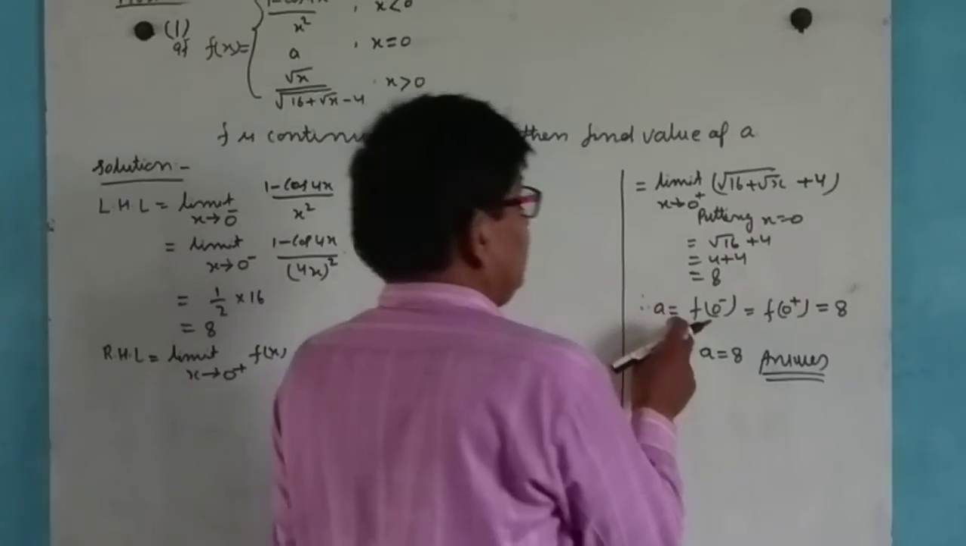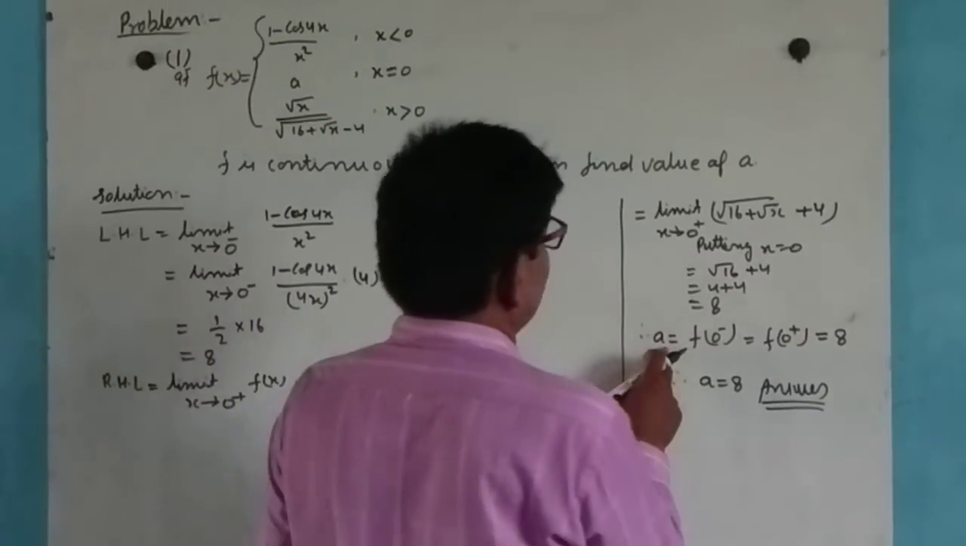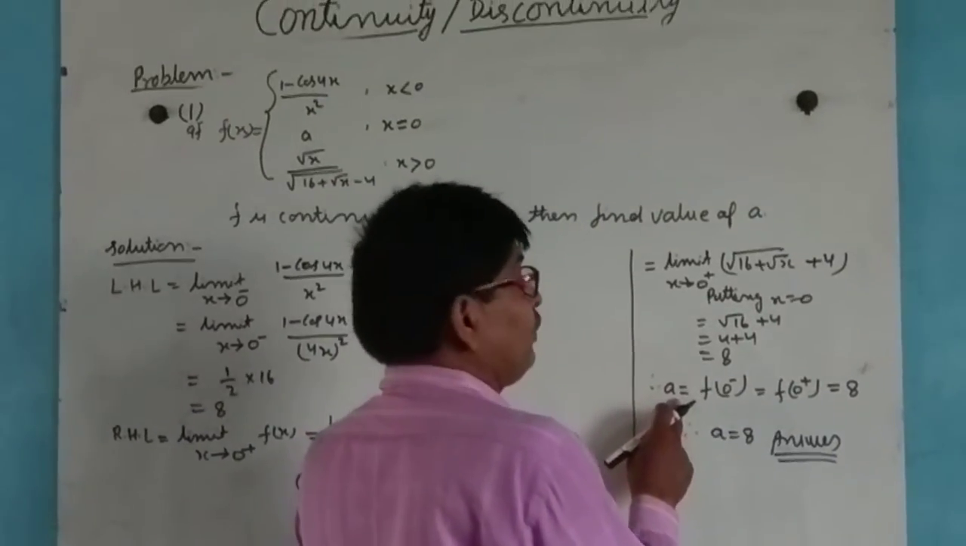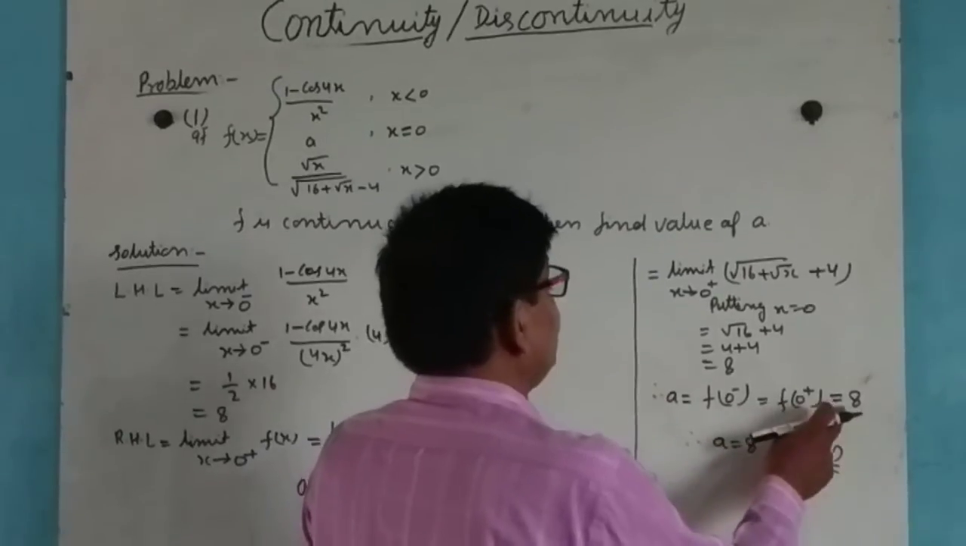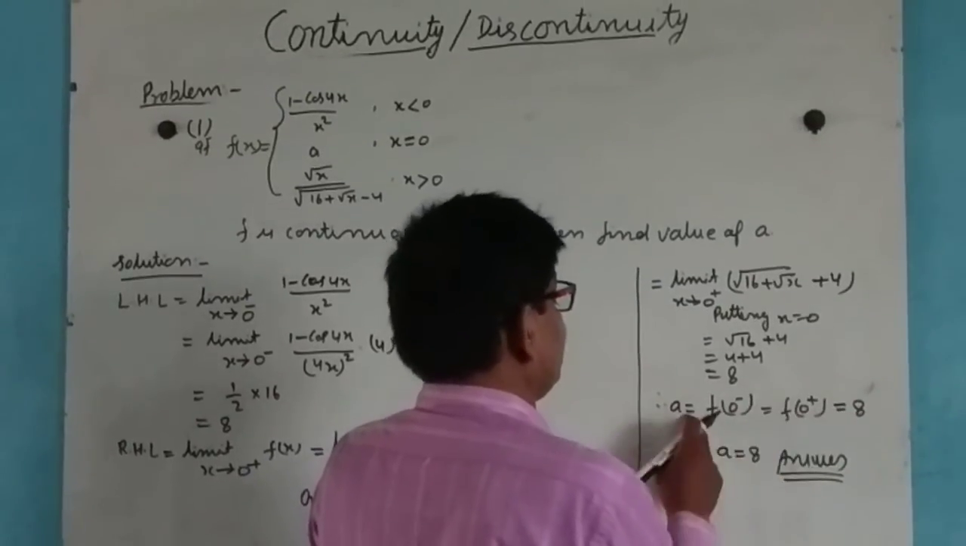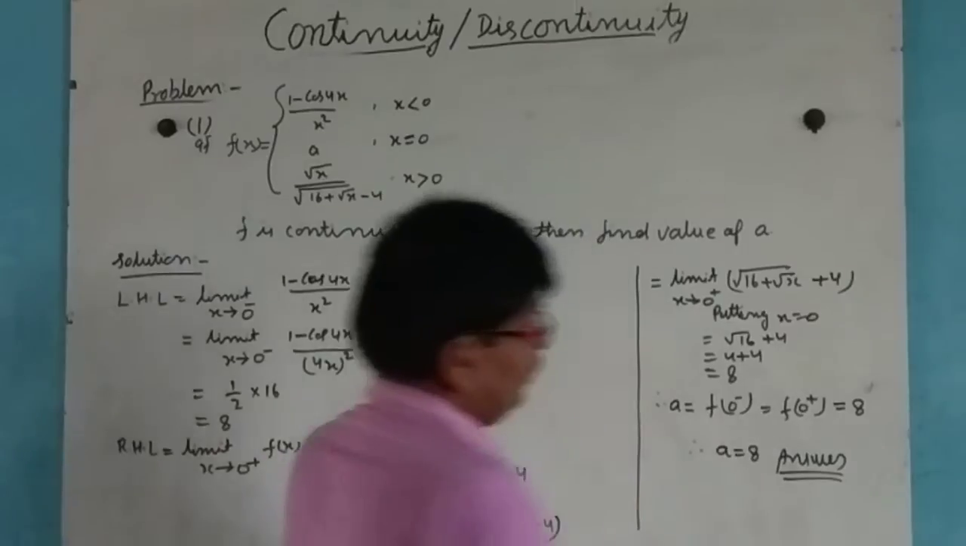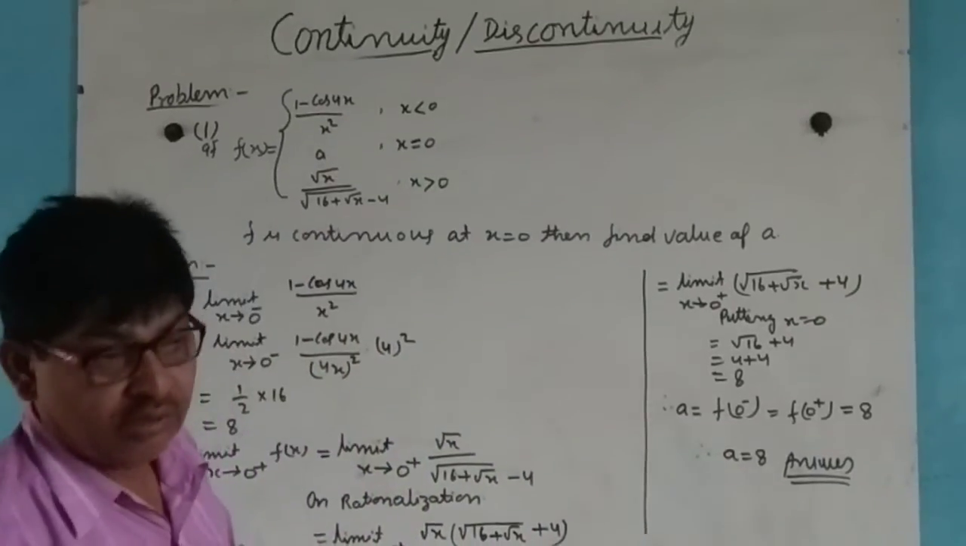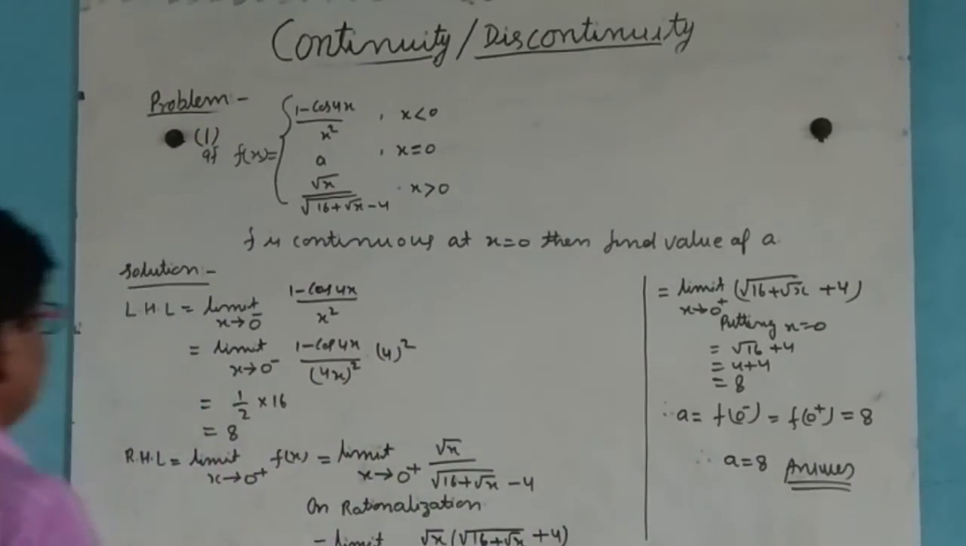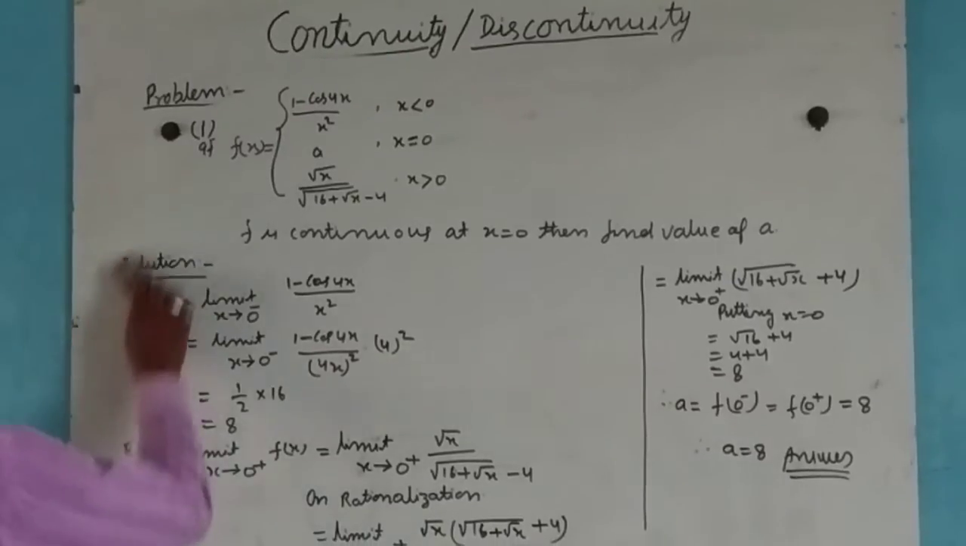So f(0−) equals f(0+), which is equal to 8, so a equals 8. This is our required answer. Now take the next problem.